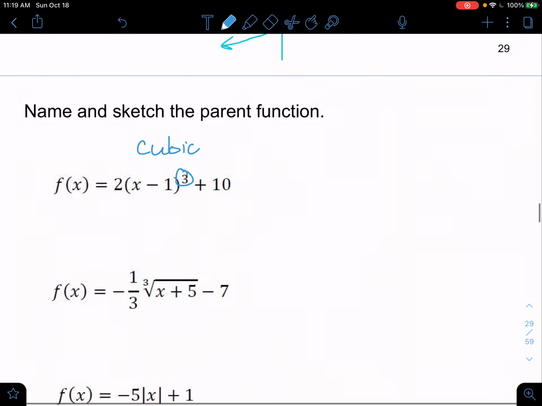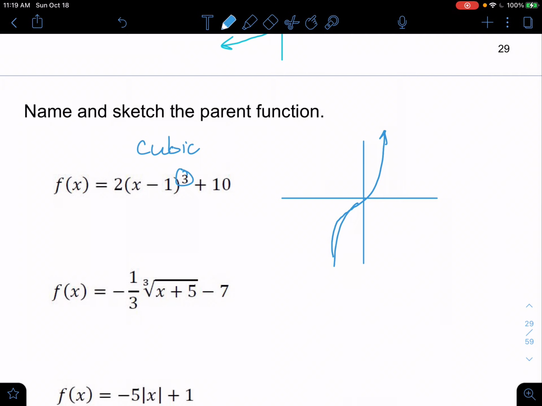Looking at the next one, we see we have something raised to the 3rd power, which makes this a cubic. Remember, all cubics have this general shape to them. Maybe a poor drawing, but you get the picture. The locator point for a normal cubic is right in the middle.